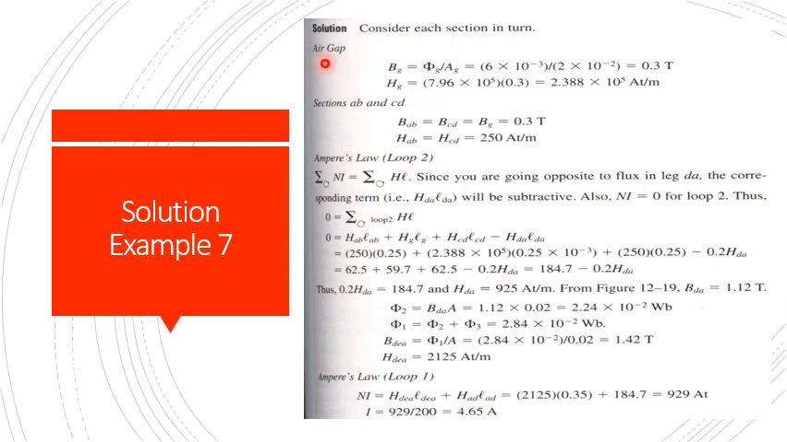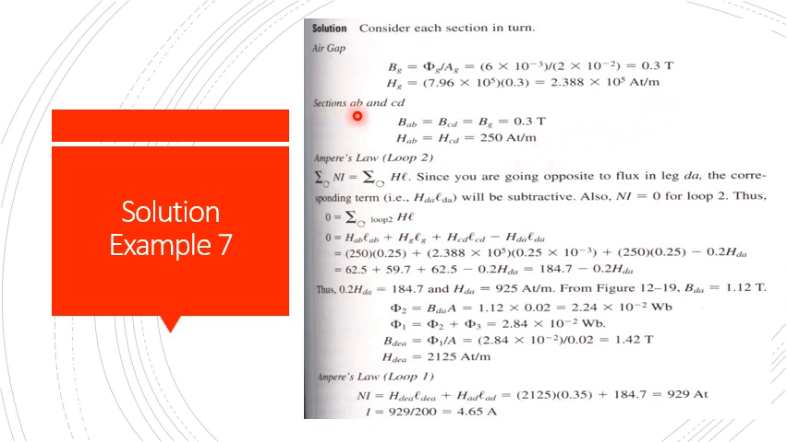For the air gap, B equal to phi over A. We know the phi and the area, so we get B is 0.3 Tesla. From B we can calculate H. H equal to B over mu, and the answer for H is 2.388 times 10 power of 5 ampere turn per meter. Now we have to analyze section by section.